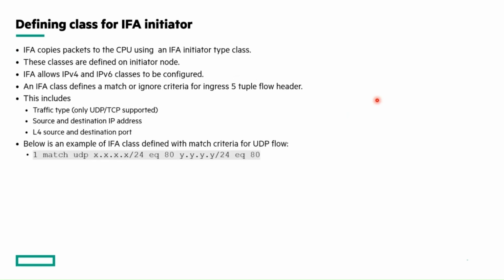Now here is an example on your screen of an IFA class defined to match the criteria for a UDP flow. I have mentioned the sequence as 1, match UDP, the source IP address, and the L4 port of source is equal to 80. Further, the destination IP address and the destination port is equal to 80.